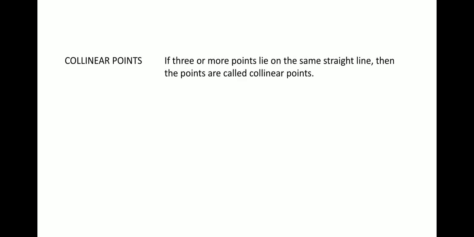Next we have collinear points. If there are three or more points which lie on the same straight line, then the points are called collinear points. Suppose there is a set of points in such a way that a straight line can pass through them, then those points over here, point A, B, C, D and E, are collinear points. So they all need to lie on the same straight line, then they are collinear points.